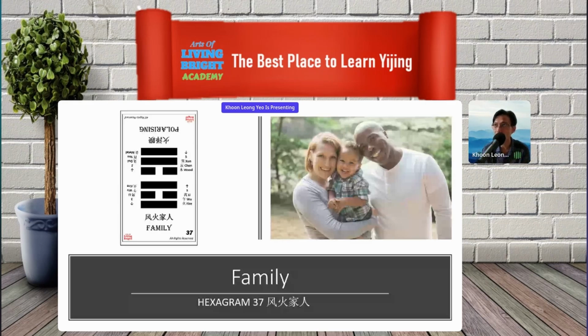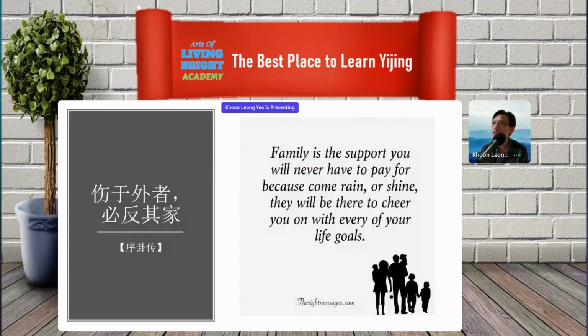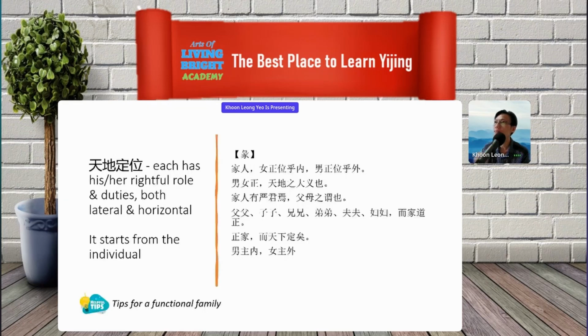Okay, so let's move on to hexagram 37 called 风火家人, family. Now, 序卦传 says here, 伤于外者必反其家. 伤于外者 means you go out there, you get bashed up, and very naturally you think of home because you want to go back to your safe haven, right? So family is a support you never have to pay for, because come rain or shine, they will always be there to cheer you on with every one of your life goals. But the thing is, do you have a safe haven to go back to or not? If not, you better start building that safe haven. Don't take your safe haven for granted.